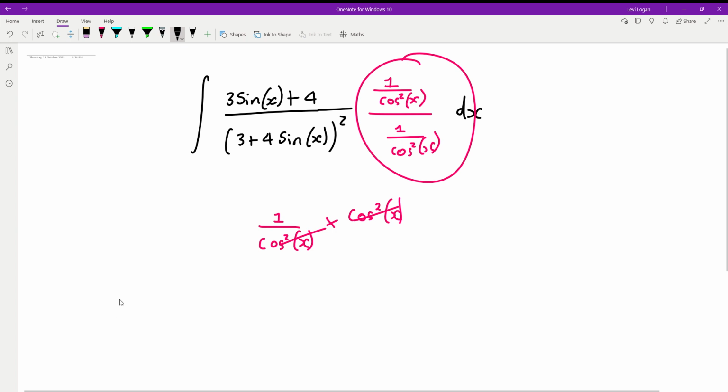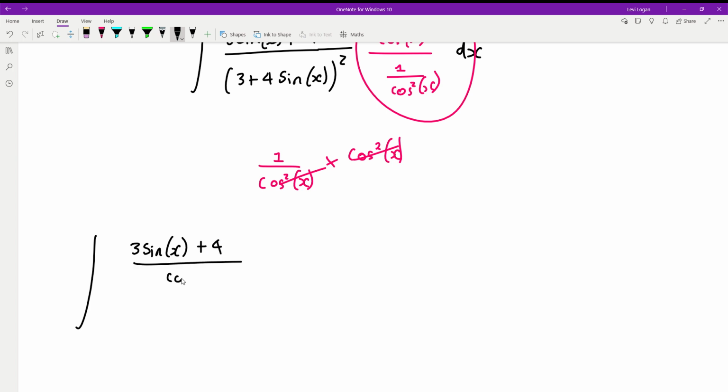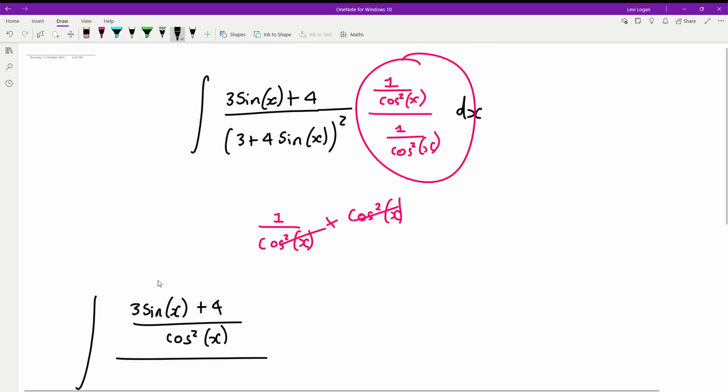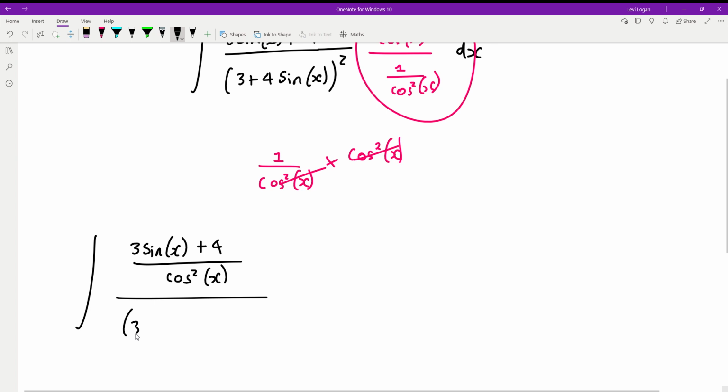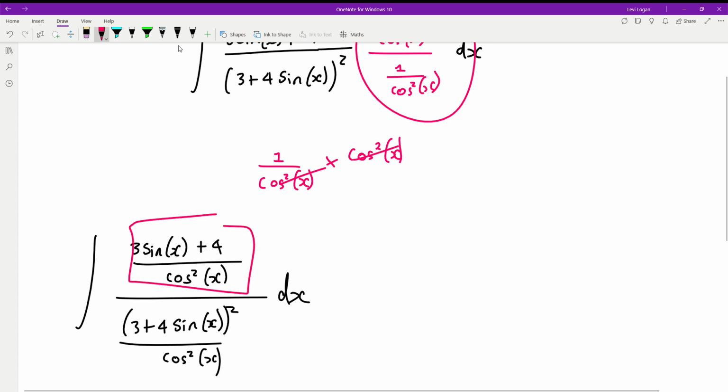Now if we do that, we're going to get a bit of an algebraic mess, but we'll slowly break it down. So the integral of (3 sin x + 4) on cos squared x, divided by, what was the bottom bit? Oh, there it is, (3 + 4 sin x) all squared divided by cos squared x. Now I'm going to break it up into parts and do them separately. So I'm going to rewrite this guy over here. So we'll have 3 sin x + 4 on cos squared x.